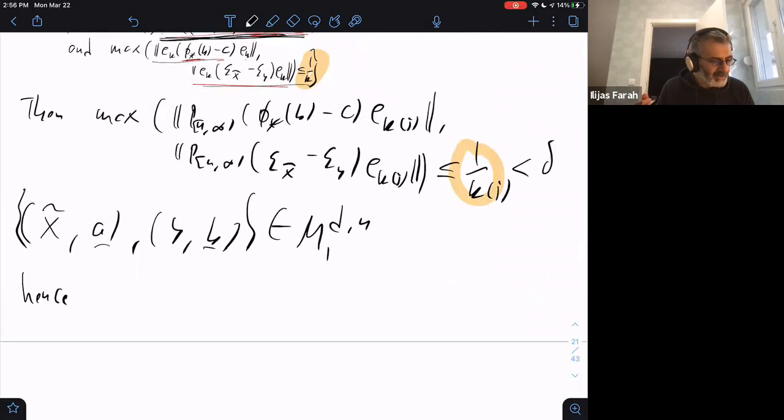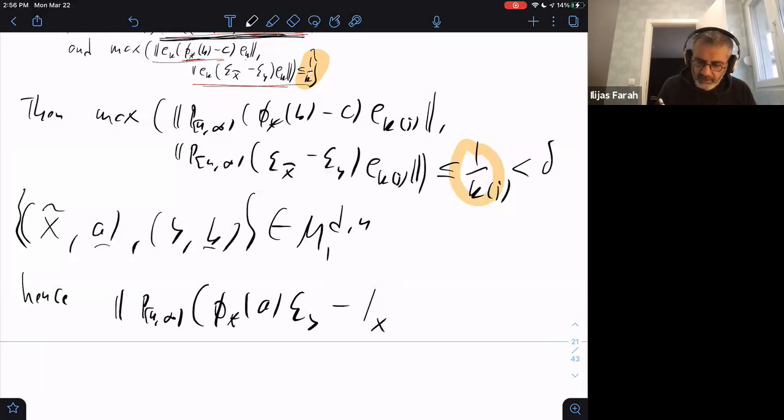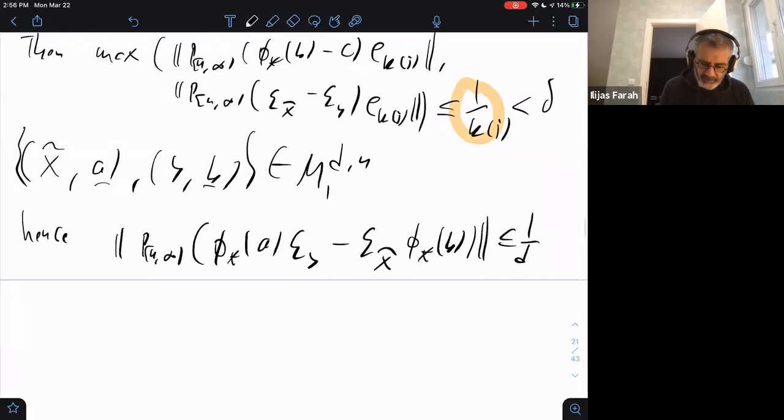Hence, okay, so what is the condition? We have P_n infinity, phi star of A, Qy minus Q, oh, this is Q. This was supposed to be Q, Qx tilde, phi star of B. This is less or equal than 1 over D. And also the symmetric condition. Well, I cannot write both, right? So it's basically with these swapped the other way.